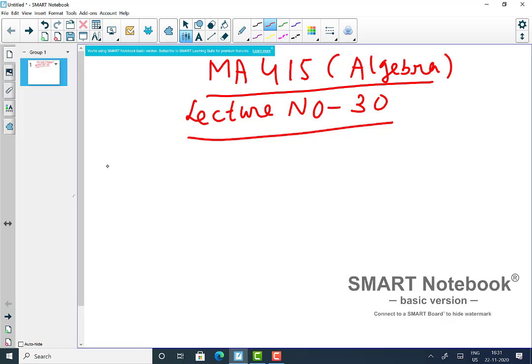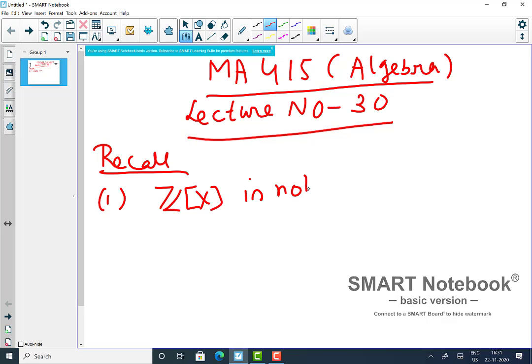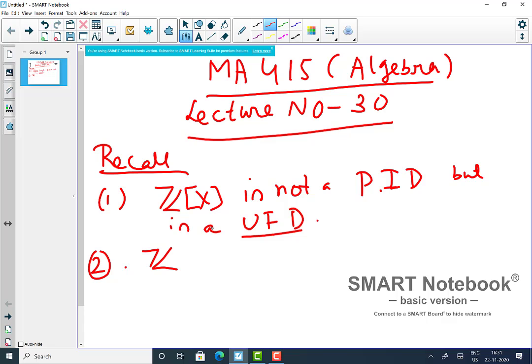And then we proved, recall, in the last lecture we proved that Z[x] is not a PID, and this is a UFD, which I asked you to prove. It is a unique factorization domain. You can easily prove this part. And the second part, we discussed a very special type of ring, Z[(1 plus root minus 19)/2].